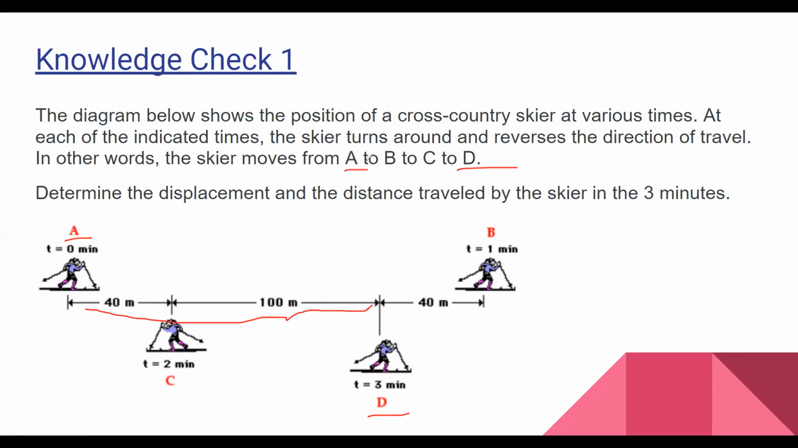Distance is a bit harder because you have to add up the individual segments that the skier travels between each of the 4 points. So from A to B, the skier has to travel 180 meters, from the 40 plus 100 plus 40. And then from B to C, he has to travel another 140 meters because that's the distance between B and C here. And then from C to D, that's another 100 meters. So if you sum up those 3 lanes, that would be 420 meters.